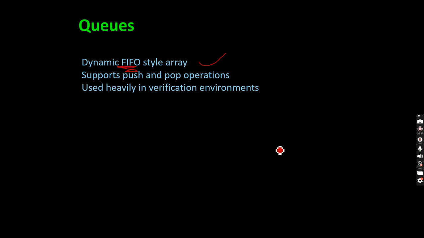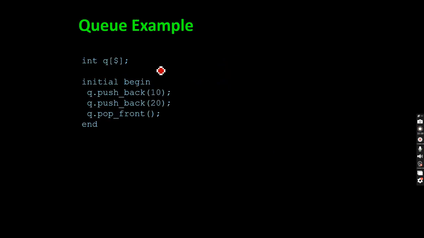Let me show the declaration of queues. This is the declaration of a queue. Into the data type, we have to specify the data type and then use the dollar symbol here. Here the variable name is actually your wish, and inside you have to use this dollar. Then it will turn into a queue.